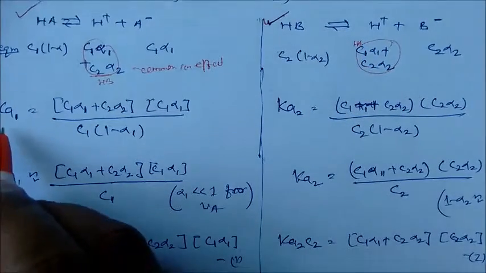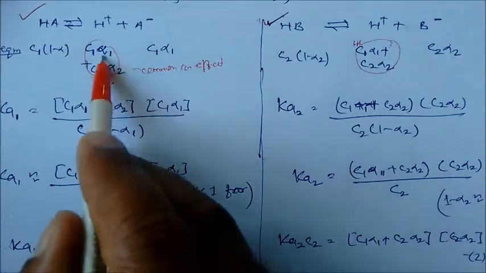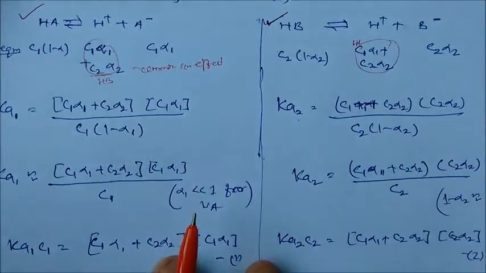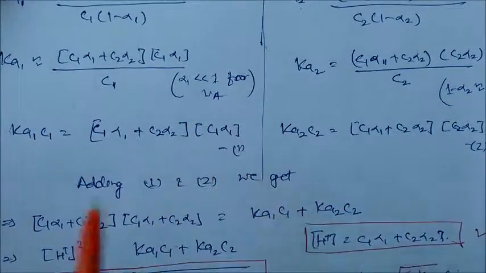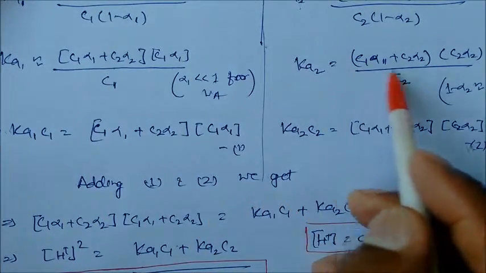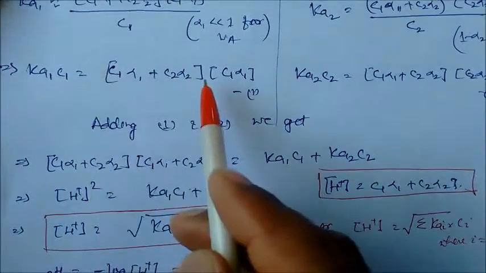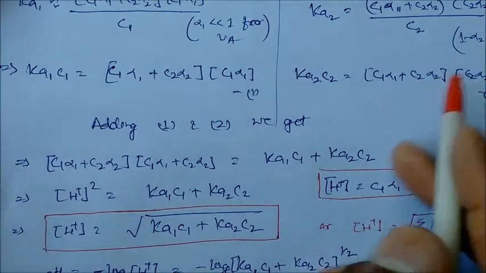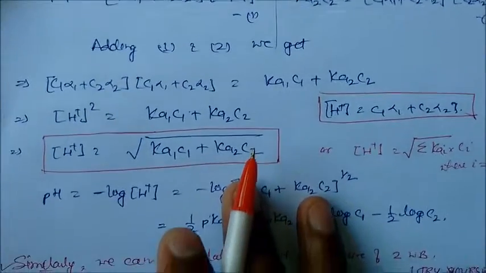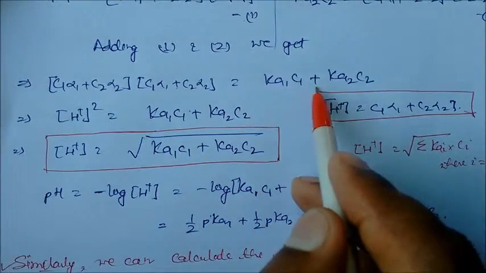Now by using the law of mass action, Ka1 equal to concentration of this into this divided by this, Ka2 will be this into this divided by this. So again for dilute solutions, 1 minus alpha 1 equal to 1, so Ka1 equal to this value and Ka2 equal to this value. So again K1 C1 equal to this one, K2 C2 equal to this. So this is the 1, this is the 2. Now add it. On adding, you will get C1 alpha 1 plus C2 alpha 2 into this product, and K1 C1 plus K2 C2.